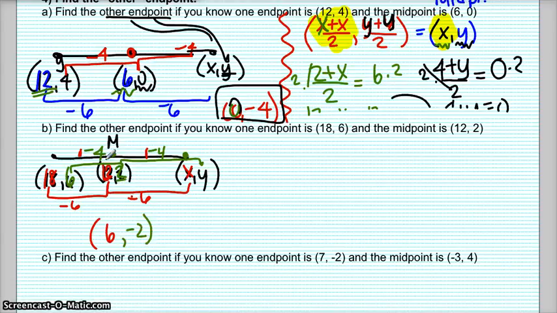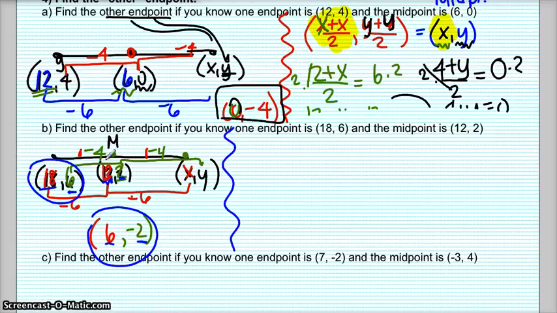Some students, most students, end up liking this eventually. You can always check it. If it says these are your endpoints, then double check. The red values, the x's, if you add them up and divide by 2, should give you the middle. The y's, if you add them up and divide by 2, should give you the middle. So you can check it as well.